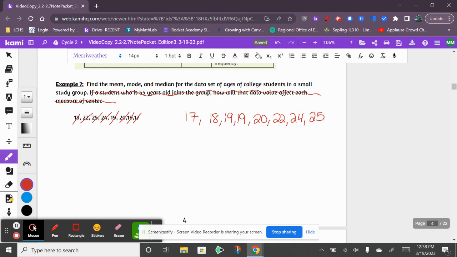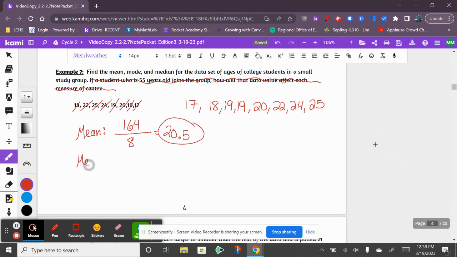So let's go ahead and find the mean. If we are just finding the mean and this is not a weighted average problem, we're just going to add up all of the numbers. And if we add up all of the numbers, we get 164. And we're going to divide by how many numbers there are. So if we count, we have 8. So we get 20.5 for the mean.